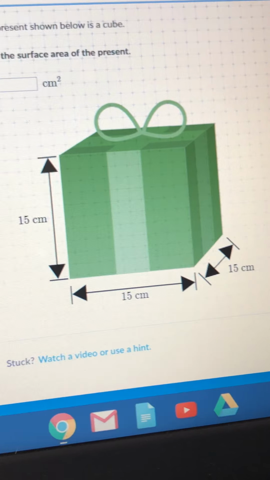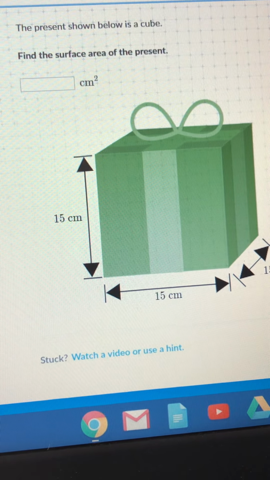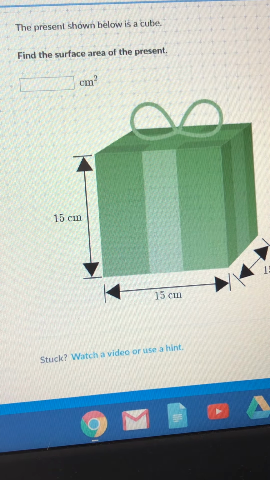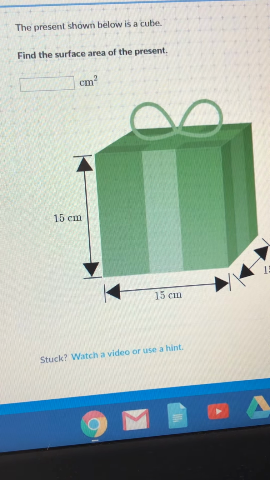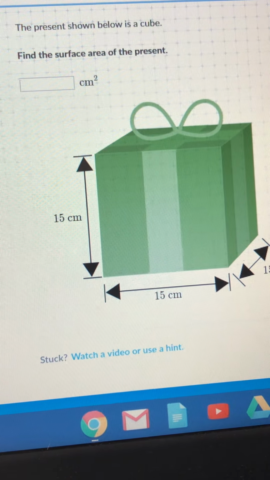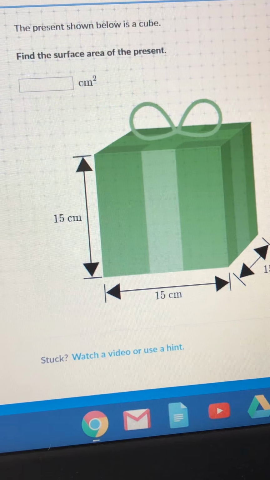And then we have one more. Look at this beautiful little present. I like this one because surface area is much like gift wrapping paper. Okay, so it's really nice to visualize. And what's even nicer is it's a cube. Cubes are amazing because everything is congruent. So you really only have one calculation to do. So 15 times 15 will give you the area of one face. So the area of one face is 15 times 15, which is 225.